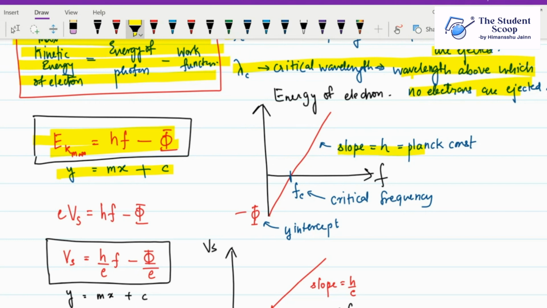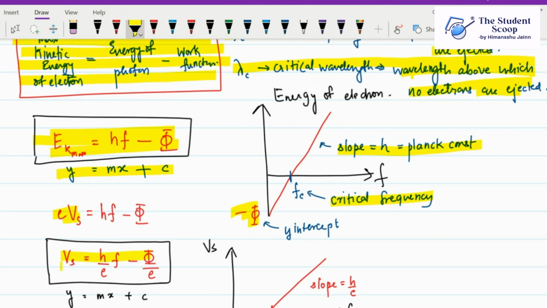The slope is Planck's constant, and the critical frequency is where the x-intercept is, and the y-intercept is the work function. So this graph is pretty important. Similarly, we can substitute the kinetic energy as eVs, that is the stopping voltage.